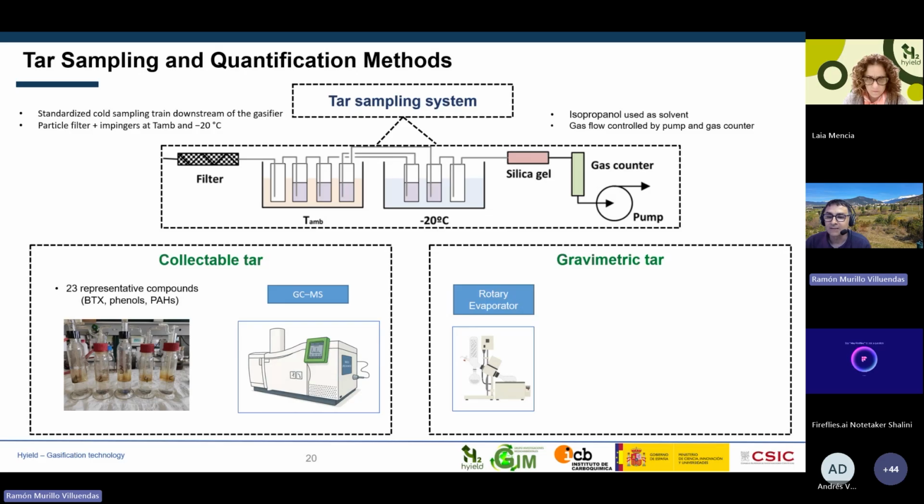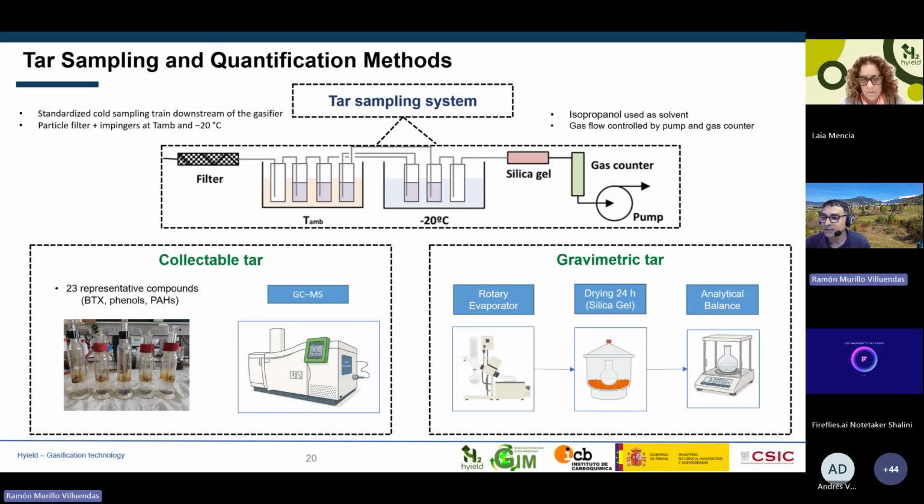That is done by GCMS for the collectible tar, but for the case of the gravimetric tar, an aliquot of the collected liquid sample is concentrated using a rotary evaporator. The remaining residue is then dried for 24 hours using silica gel in a desiccator, and finally the mass of gravimetric tar is determined using an analytical balance.